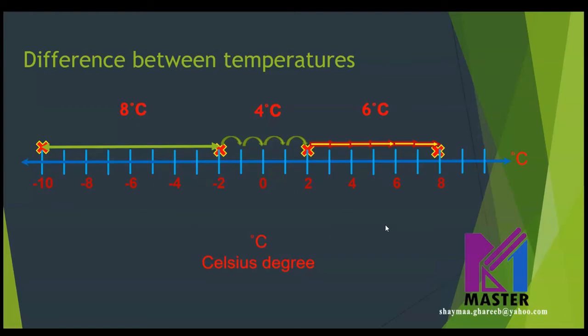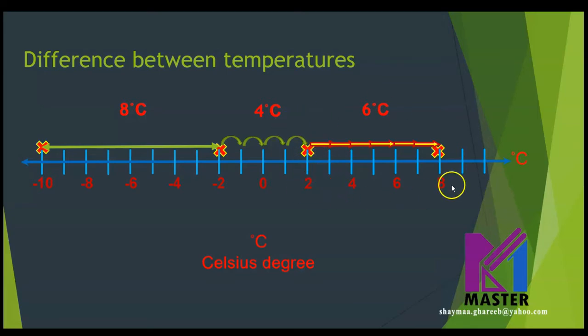Now I will ask you some questions. Look at these differences, and what do you notice about the difference between each two temperatures? All the differences are positive numbers. So when we find the difference between any two temperatures, please pay attention to this point. It's really, really important that the difference between any two temperatures is always a positive number. This is the first. What do you think here?